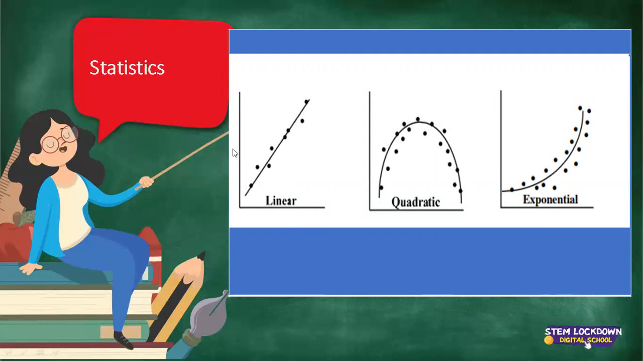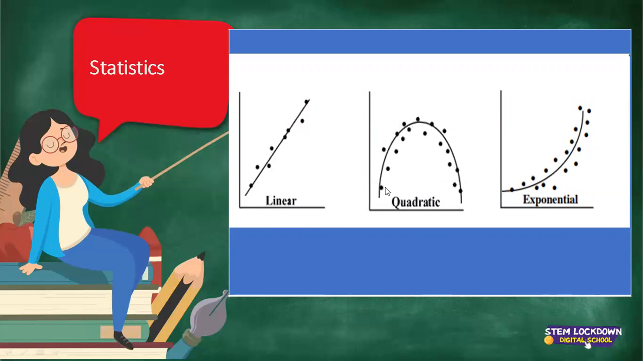Meaning as one variable increases, the other one also increases. This kind of data shows a linear pattern, a linear relationship. Another kind of information we can have describes a quadratic pattern. You see a pattern going in this form. So this is a quadratic pattern.